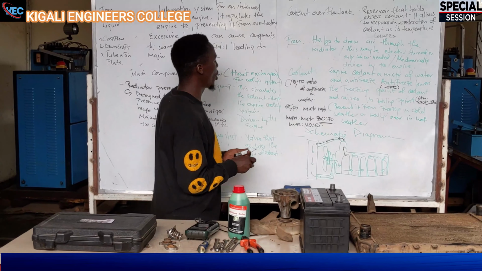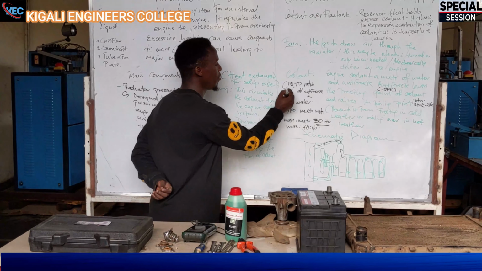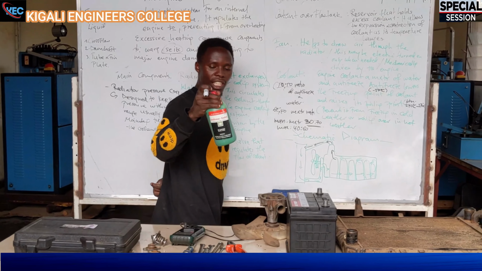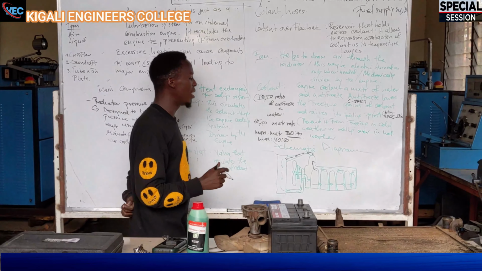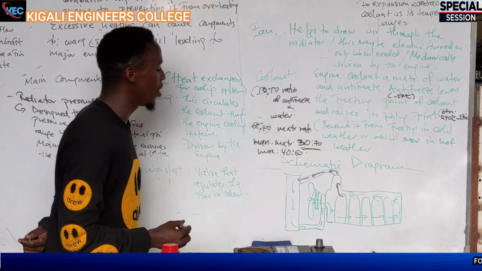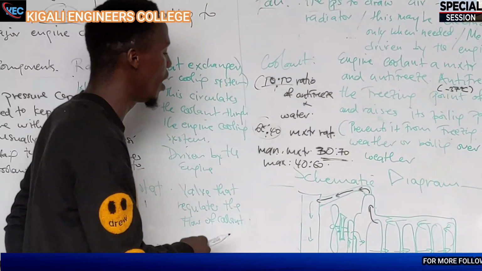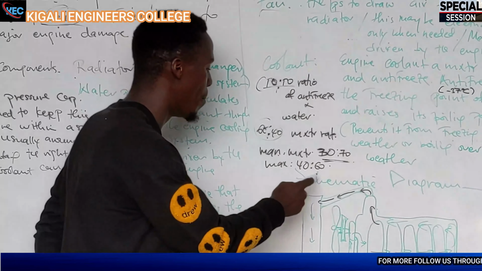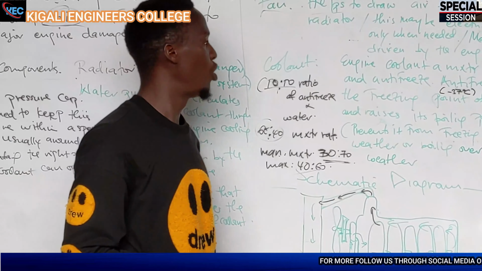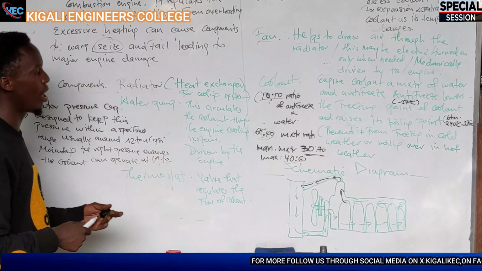Now we have the mixing ratio. Always, it has to be 50-50, 50 percent antifreeze and 50 percent water. Or the mixture might be 60-40, or 30-70, depending on your wish. But the minimum is 30-70 and the maximum is 40-60. So you have to understand this before mixing your coolant.